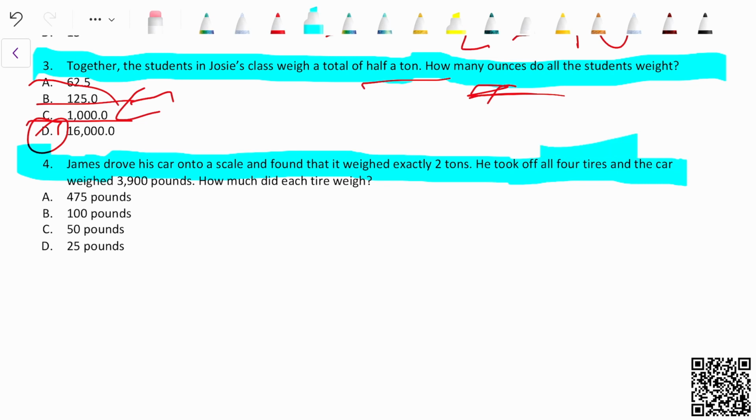4 tires. I'm not sure why he would do that, because it takes quite a bit of time to put back on. The car weighed exactly 3,900 pounds. How much did each tire weigh?